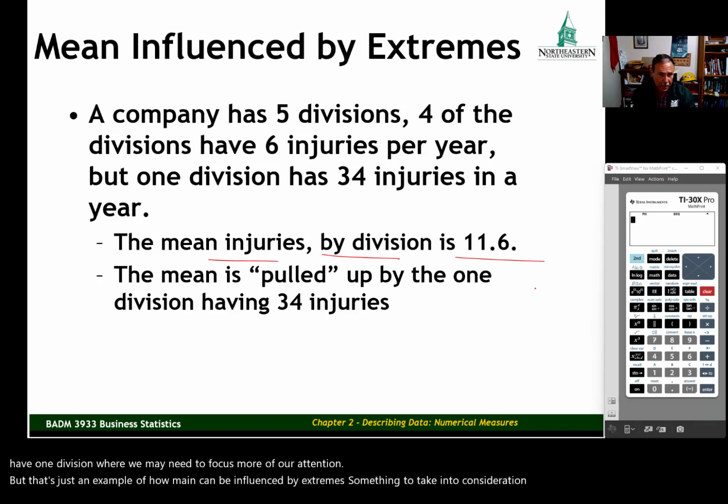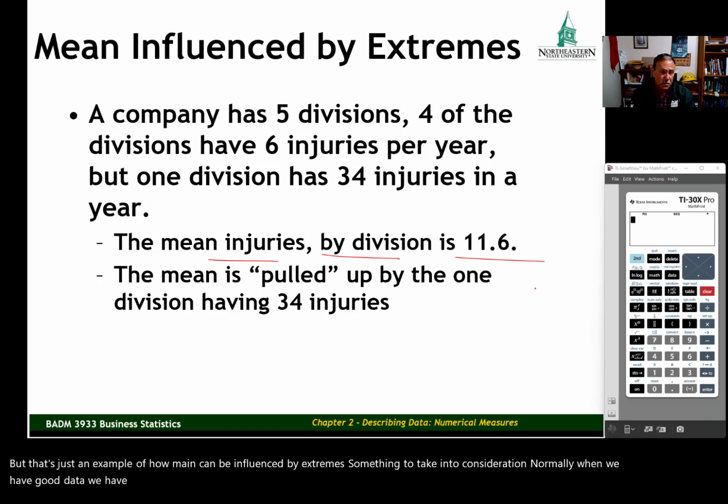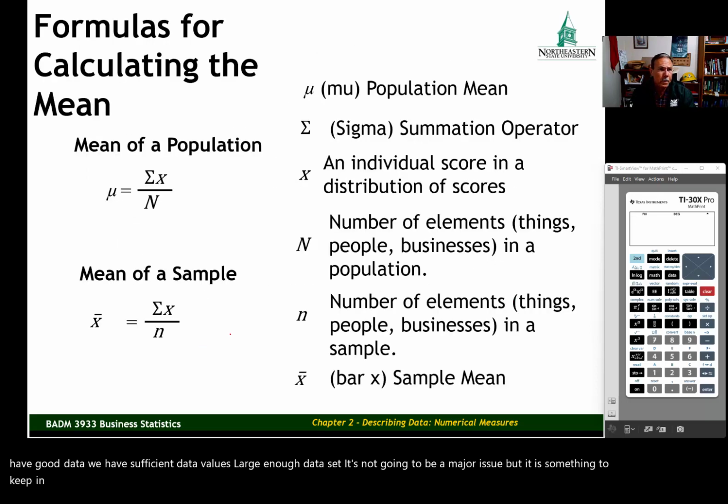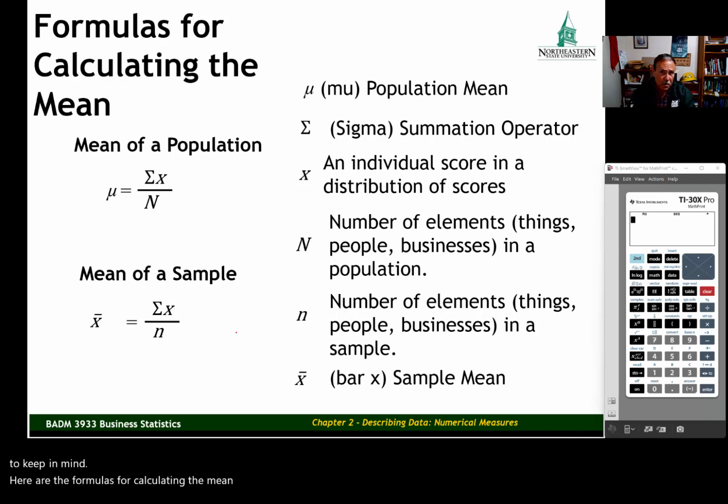Normally, when we have good data, we have sufficient data values, a large enough data set, it's not going to be a major issue, but it is something to keep in mind. Here are the formulas for calculating the mean from more of a statistical lingo standpoint.